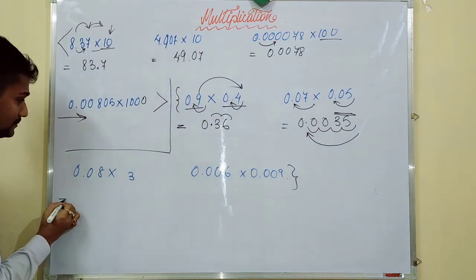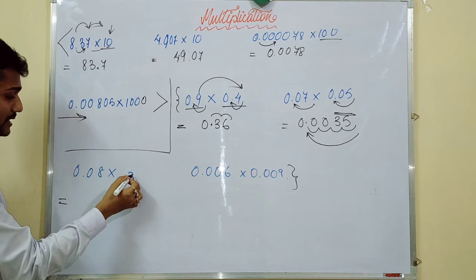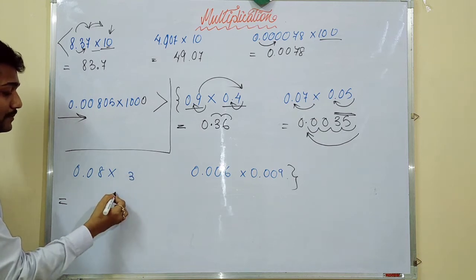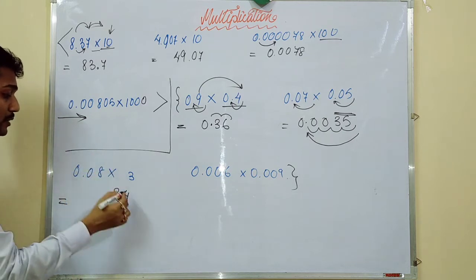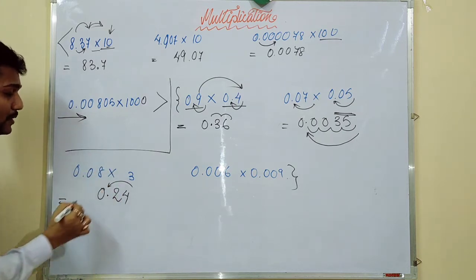Next, 0.08 into 3 is equal to, 8 3s are how much? 24. The decimal is before 2 numbers, that means it will be 0.24.